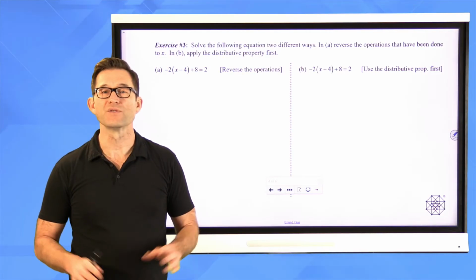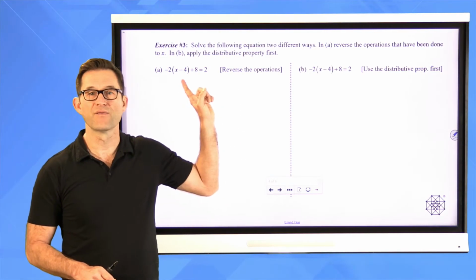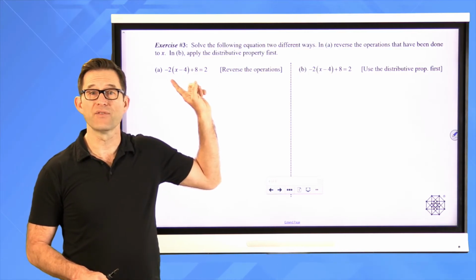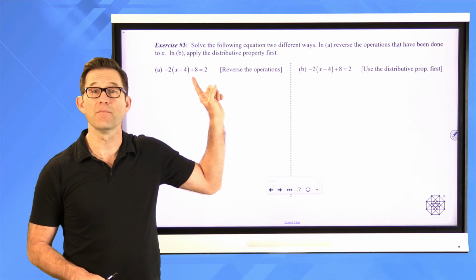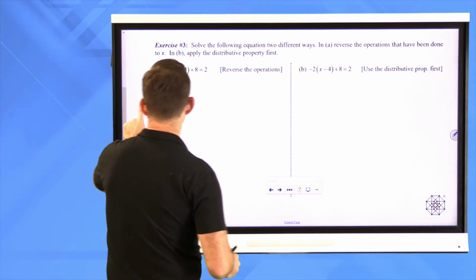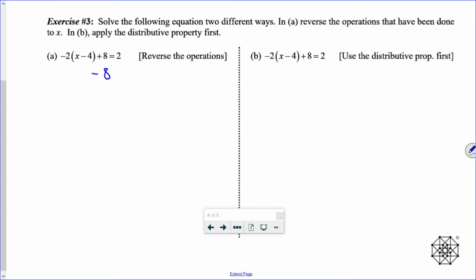All right, let's go for it. So what do I see? I see 4 being subtracted from x. I see multiplication by negative 2, and then I see addition by 8, right? So I'm going to start by first subtracting 8 from both sides. Okay. When I do that, I get negative 2 times x minus 4. 2 minus 8, be careful, is negative 6.